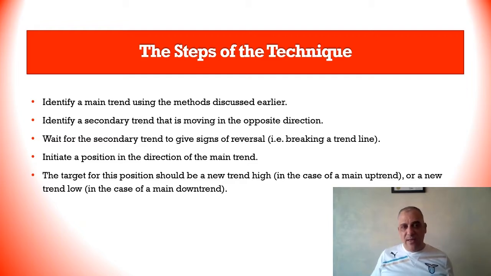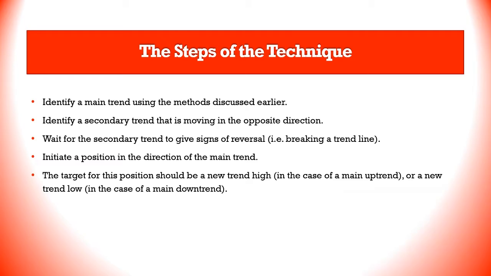Now I need to see that this small part of the chart that is falling down shows signs of reversal. So if the trend is up and the secondary trend is down, now I need to look for any signs that the price is going higher again. For example, one of the most used and the number one sign in this technique is the breaking of a trend line. If we see this, we move, of course, to step number 4, initiate a position in the direction of the main trend.